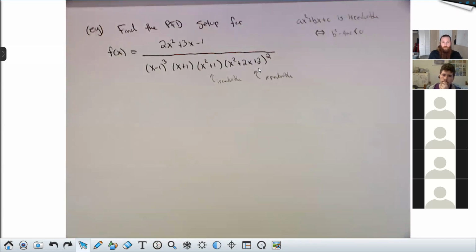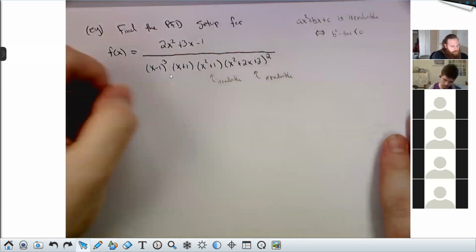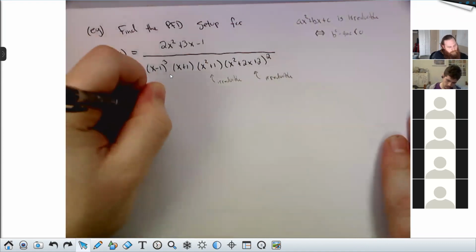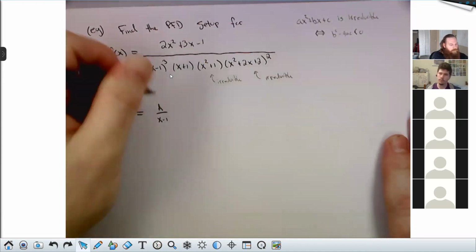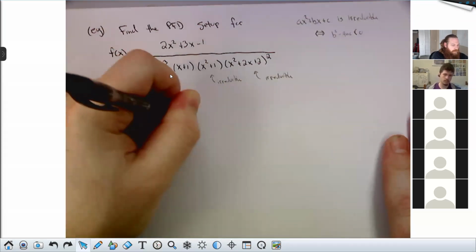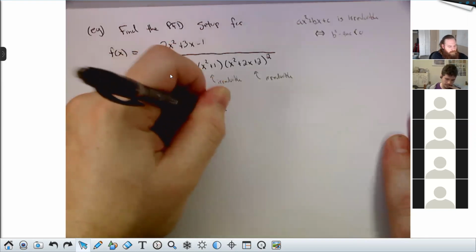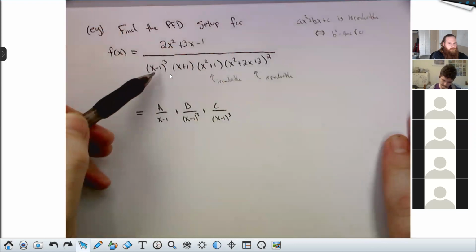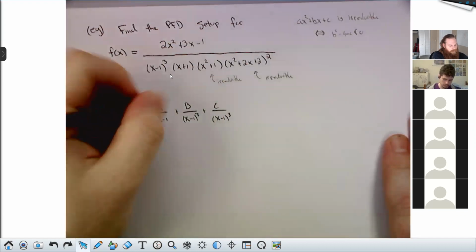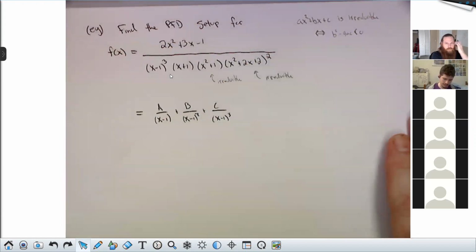All right, so we've got two irreducible quadratics, one of which is repeated. We have a simple linear factor that is not repeated, and I have a repeated linear factor. So get ready. A over x minus 1 plus B over x minus 1 squared plus C over x minus 1 cubed. That is all from this factor, right? This is our tower building up to the multiplicity.